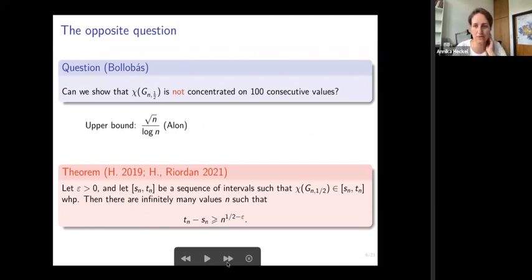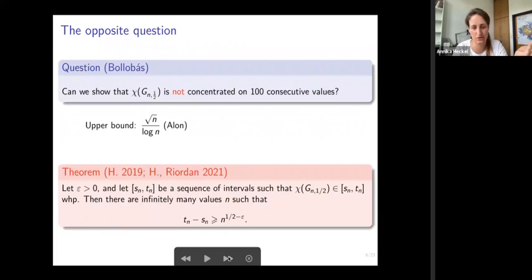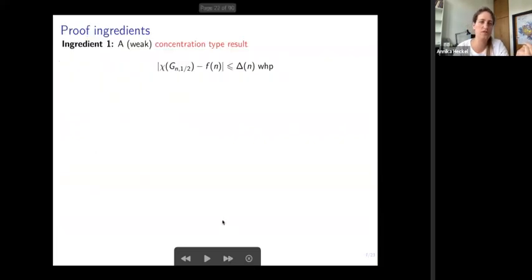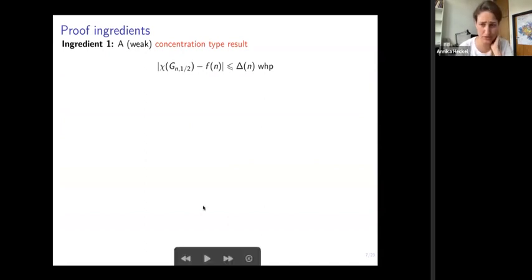Okay, so let's start with the proof method. How do we actually get non-concentration? The proof needs 2 ingredients. The first ingredient that we need is actually a concentration type result. So to prove non-concentration, first we need a weak concentration type result. And we don't just need that there is some concentration interval, but we need it to be explicit.